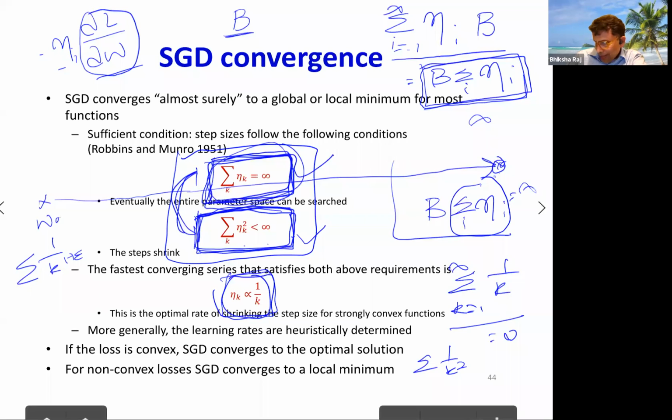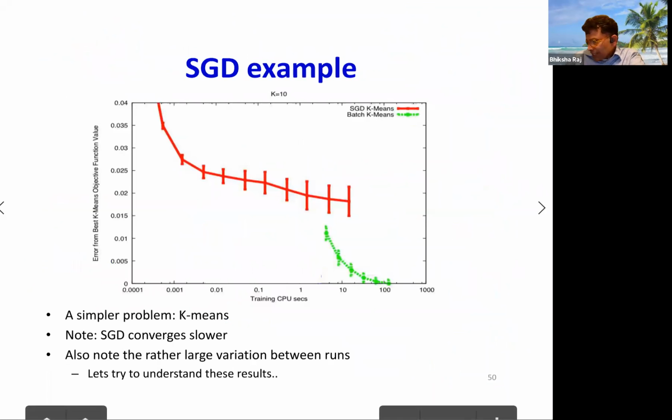No. Okay, very nice. So to see how SGD compares to batch updates, here's a simple illustrative example. The problem here is k-means, and the x-axis is the time taken to train, the y-axis is the training error, and the curves show how the error decreases with iterations. The red curve is for SGD, incremental updates. The green curve is for batch descent. Now, the vertical bar over here is an error bar. In this case, the authors have run the experiments many times.